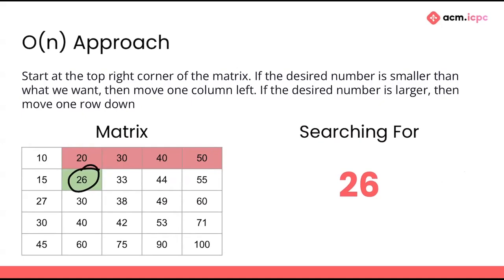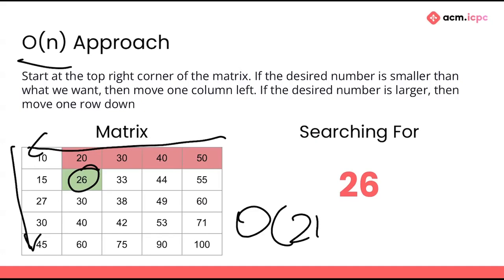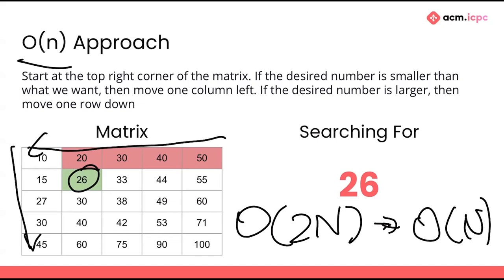And we can see that the time complexity here is O of n, because the worst case scenario is that we go all the way to the left and all the way down. And even then, that's just going to be O of 2n. And we talked about how the constant in front of the n doesn't matter. So that just becomes O of n. And this is a clean and fast way to arrive at the solution.